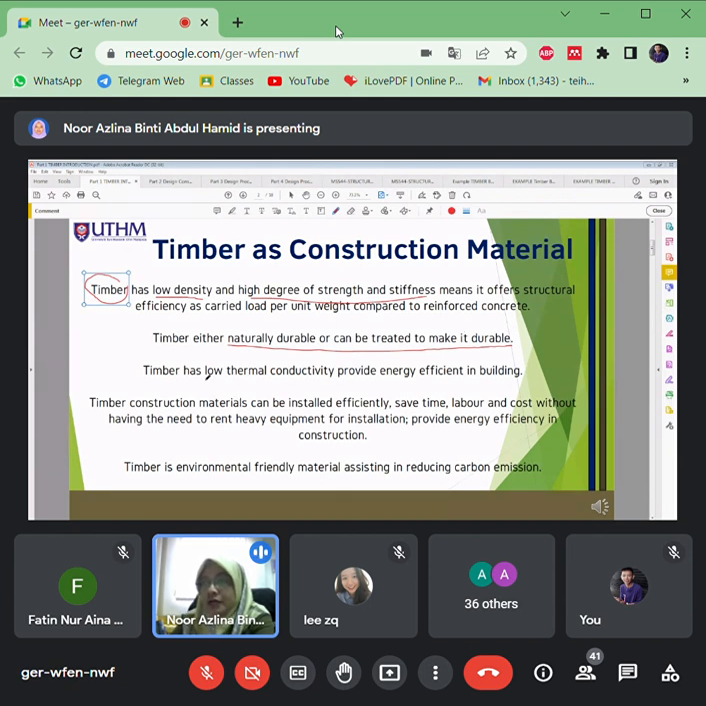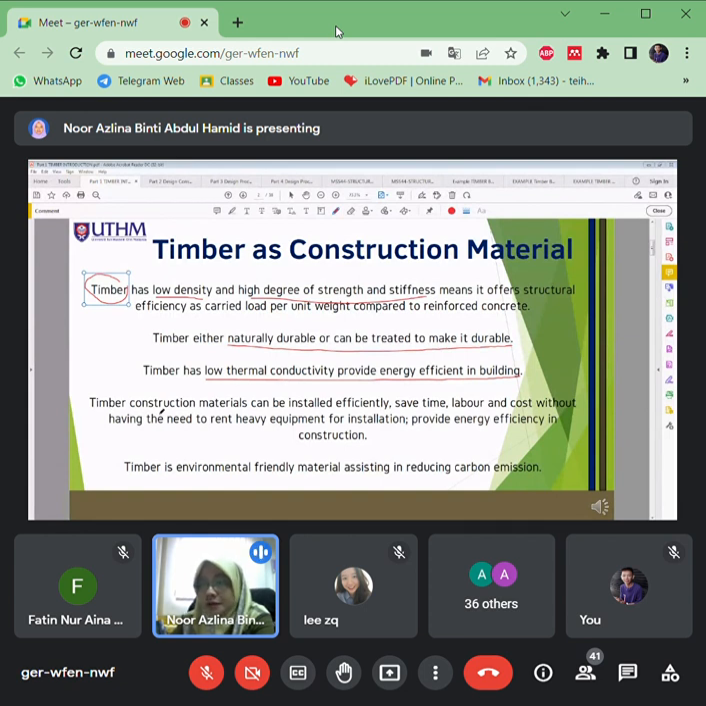Then timber has low thermal conductivity, provides energy efficiency in the building. So low thermal conductivity. Kalau rumah kayu tak panas kan, sejuk je. So that is a sign of the thermal conductivity of the timber.